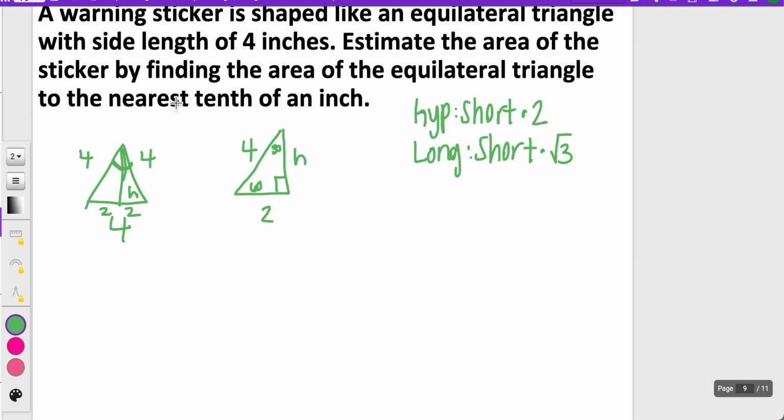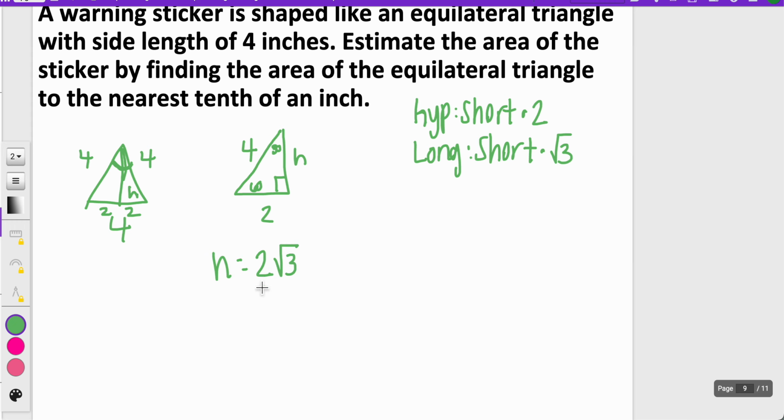Okay, so my hypotenuse has already been found for me. That's 4, so 4 is equal to my short times 2. But my height is really what I want to know. So this height, which would be your leg, that's your longer side. I'm going to have to multiply short times 3. So h is equal to my short side, which is 2, times square root 3.